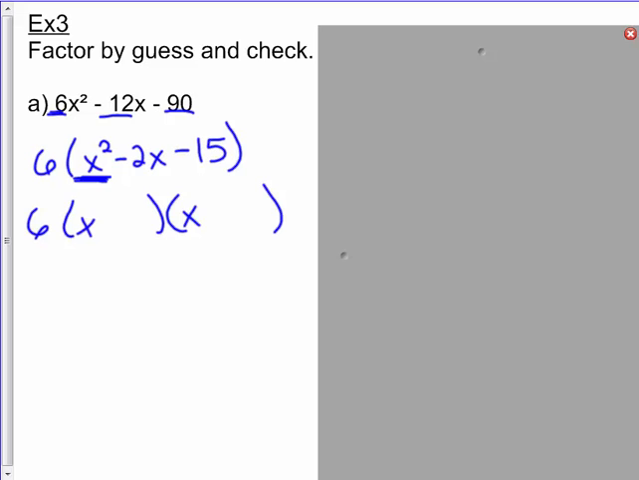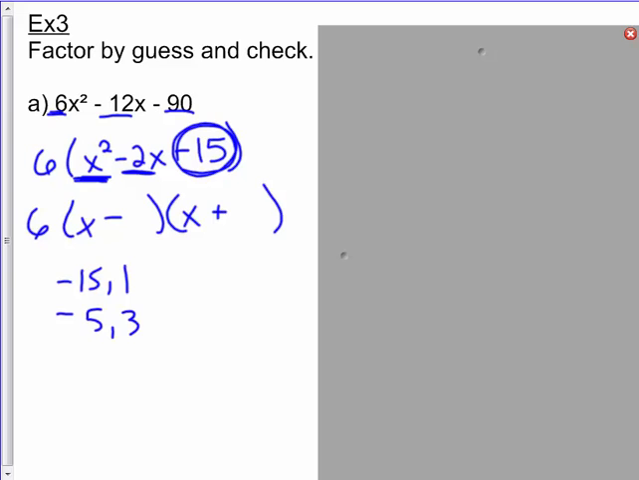Now, the last term, a negative 15. Okay, so that means what? How do I get a negative when I multiply? One has to be positive, one has to be negative. So now I'm going to write all the factors of negative 15. Now again, I want the negative to be larger. So I'm just going to write the factors where the negative is larger. Negative 15 and 1, negative 5 and 3.